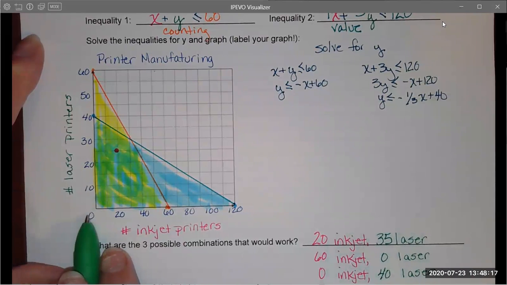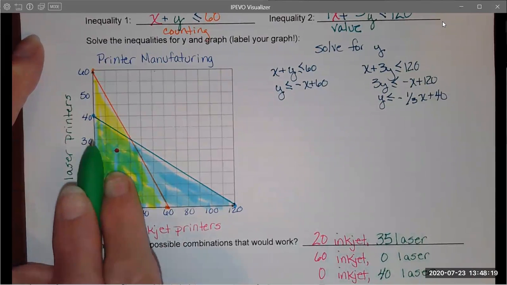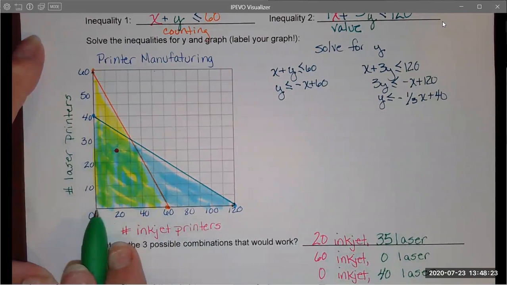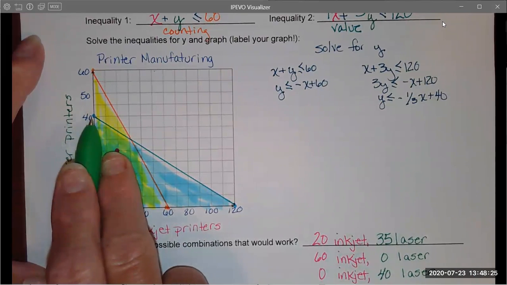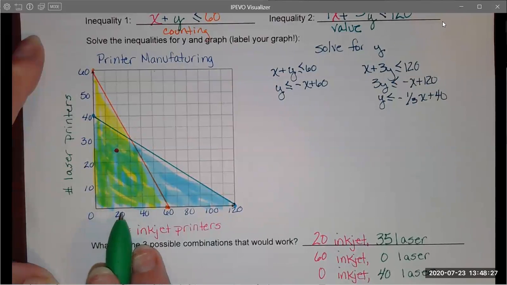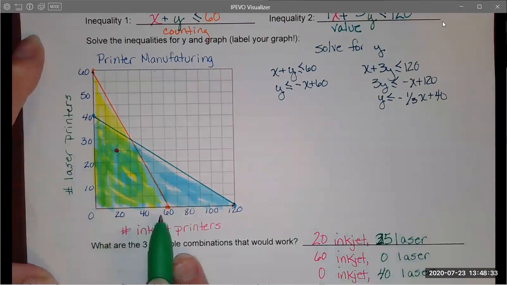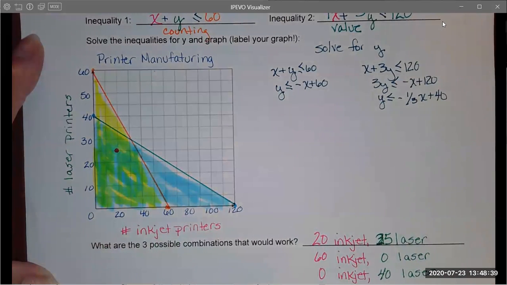And I can find that by going 0, and I go up to the top of my line, and it's right there, 40. So when inkjet's 0, lasers is 40. When inkjet is 20, laser is 25. I wrote 35, sorry. 35 would also work. And if I make 60 inkjet printers, I can make absolutely no laser printers. And that's how you can use a system of inequalities to solve an actual application problem. I hope you enjoyed the lesson, and we will see you next time.